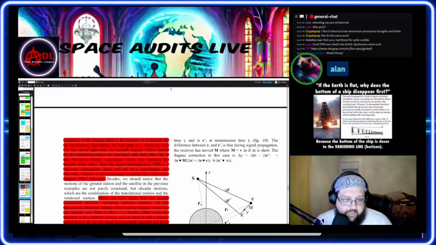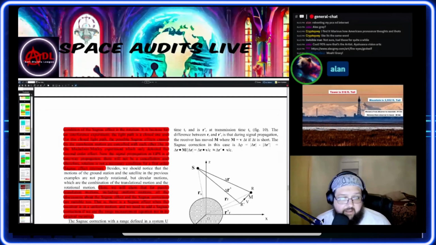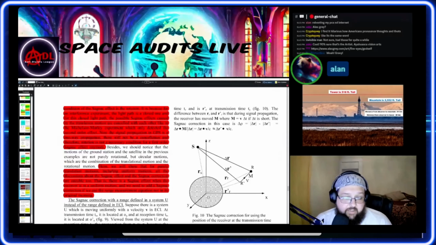Now, the signal propagation in the GPS is a one-way propagation. There will not be a cancellation. Therefore, the rotation is an unnecessary condition for the first-order Sagnac effect anymore. So that's pretty devastating right there. So this is all based on a one-way, like the one-way speed.